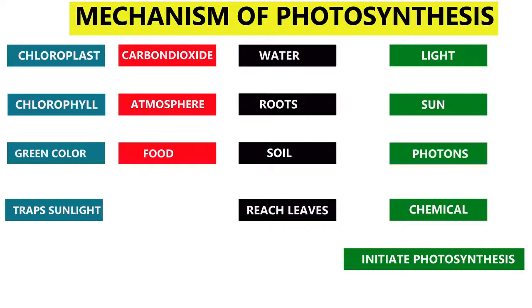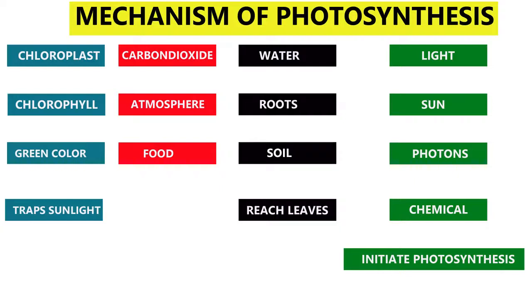The second very important thing is carbon dioxide. You can see carbon dioxide in the red color. Carbon dioxide is taken by the plant from the atmosphere, and it is very useful for the preparation of food material. We have also seen the experiment on carbon dioxide, how it is essential for the process of photosynthesis. So without carbon dioxide, plants cannot prepare their food material.